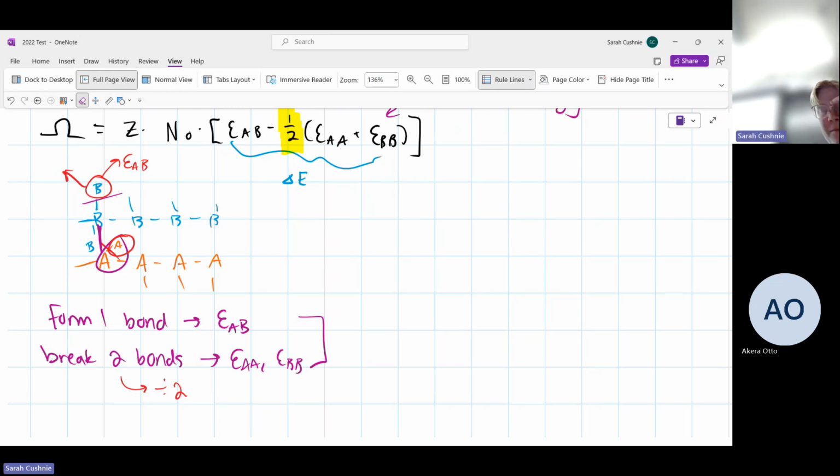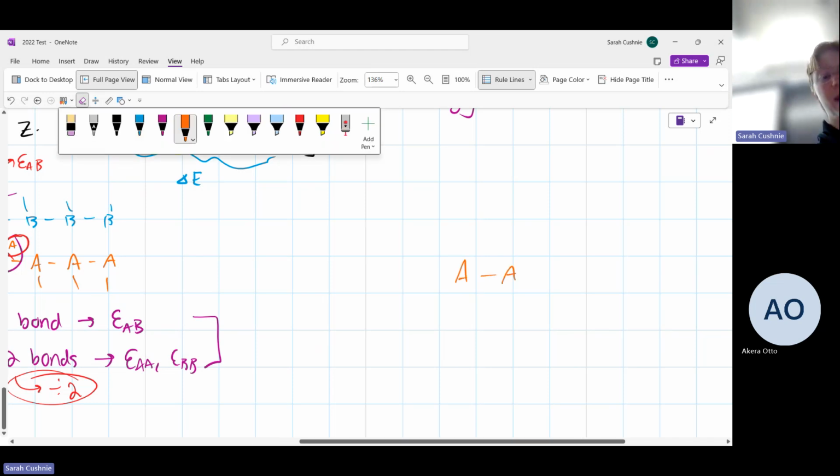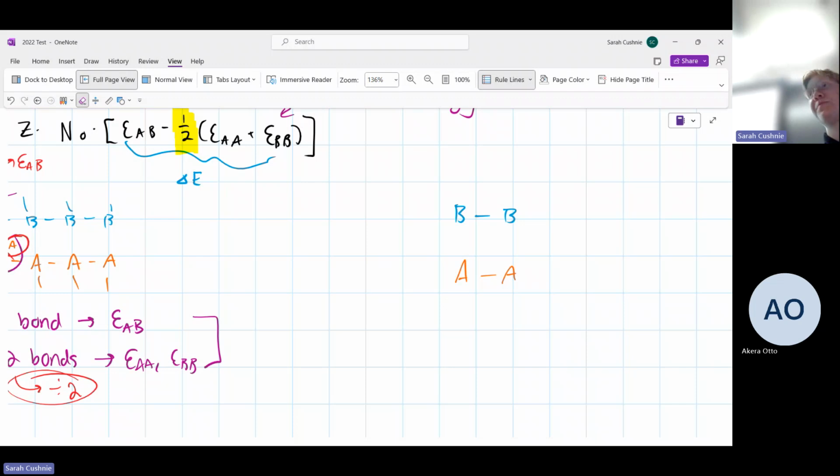Okay, so that actually made sense to me. If you had an infinite system of A, wouldn't they all break and then reform to create that 1-to-1 ratio? Exactly. That's why we need to divide it by 2, because we're going to end up with a 1-to-1 ratio. You're right, we're thinking of infinite systems. So let's make it a really simple system: we have A bonded to A and B bonded to B.